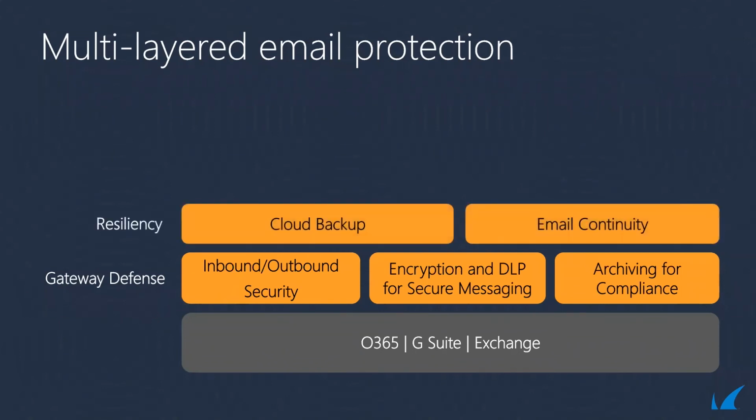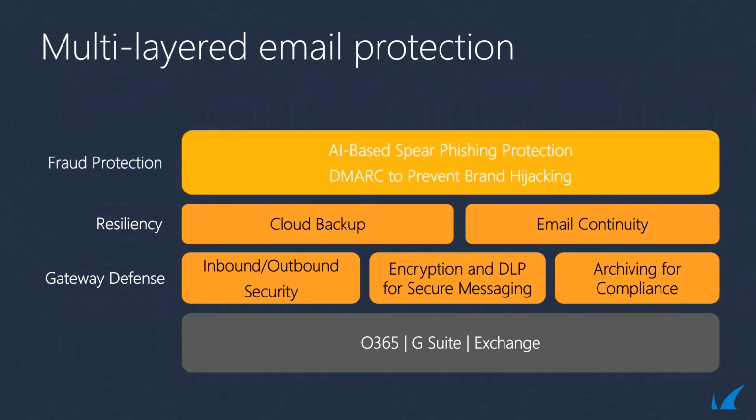On top of that, you'll need to ensure that your resiliency layer is running at full throttle so you can recover from an incident. Now that would be in the form of a cloud backup solution and an email continuity standpoint due to the risk of outage within those environments, be it on-prem, G Suite, or 365.